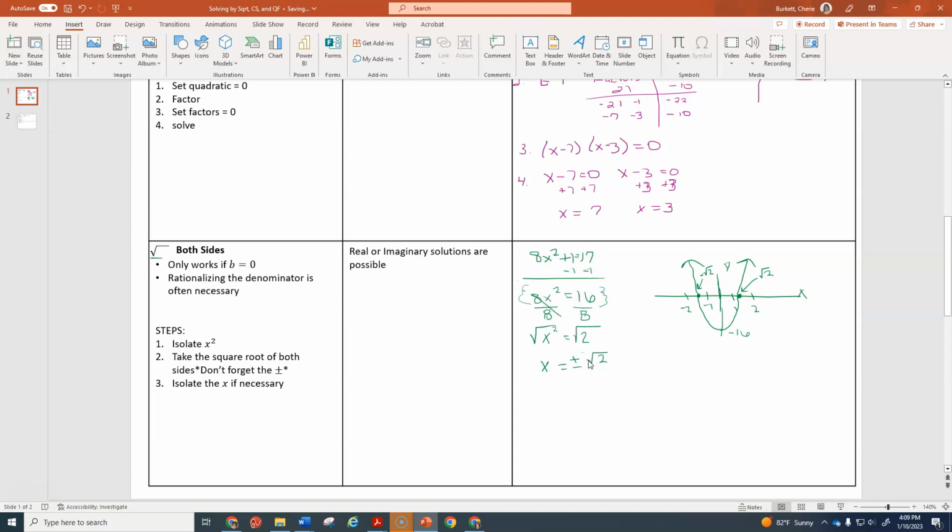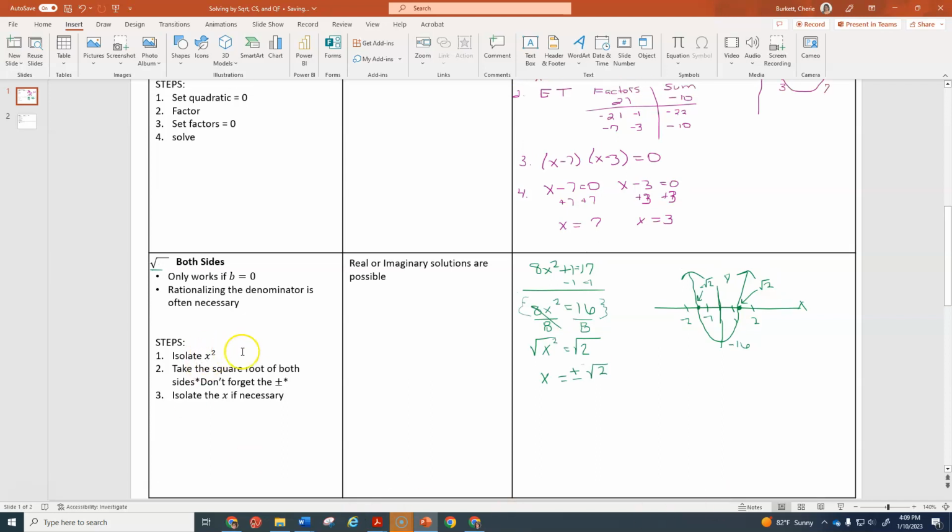And that's pretty much all there is to solving by taking the square root of both sides. Isolate the quadratic, isolate the x squared term. That usually involves adding and subtracting and then maybe dividing, and then take the square root of both sides.